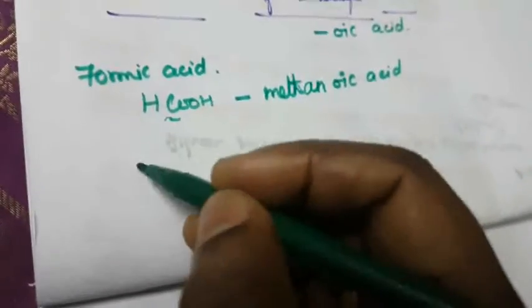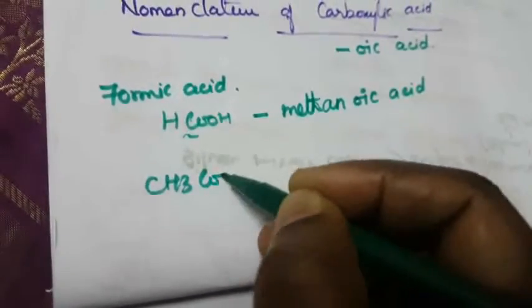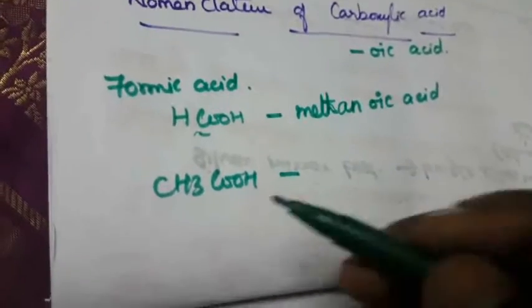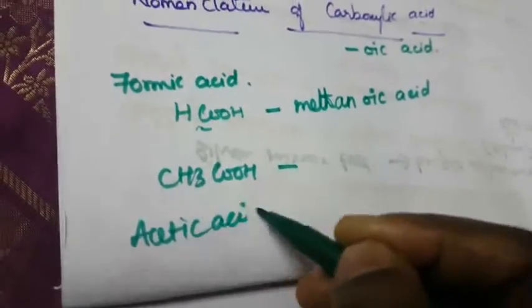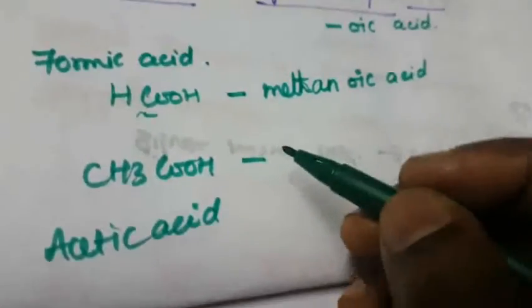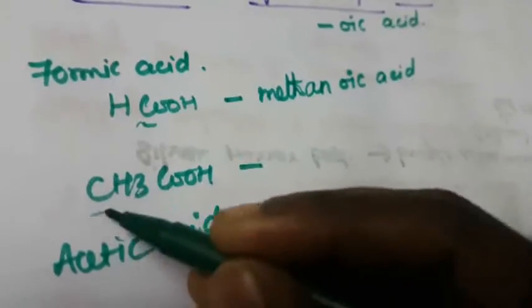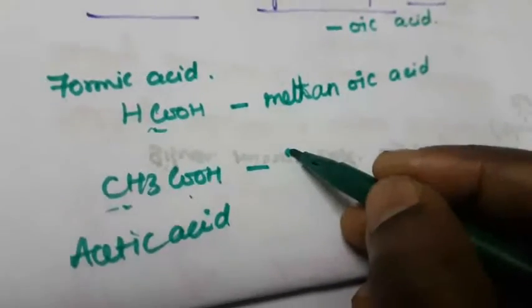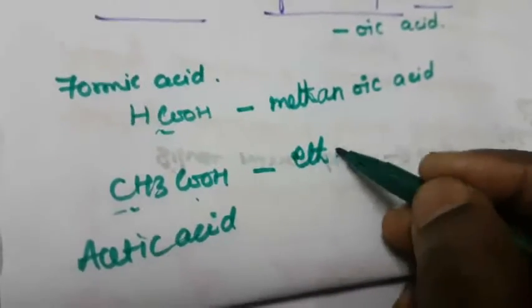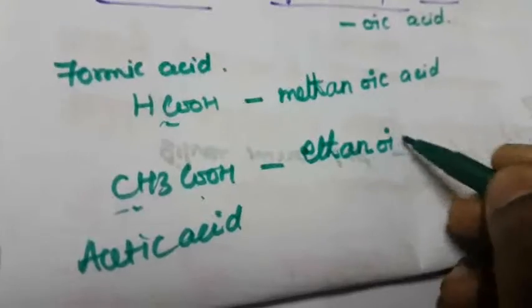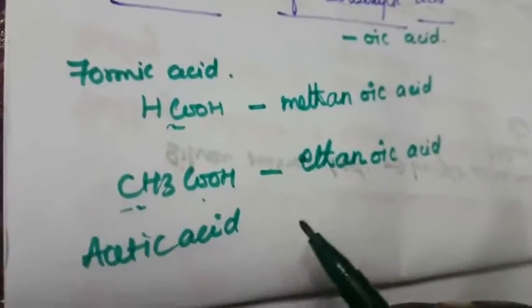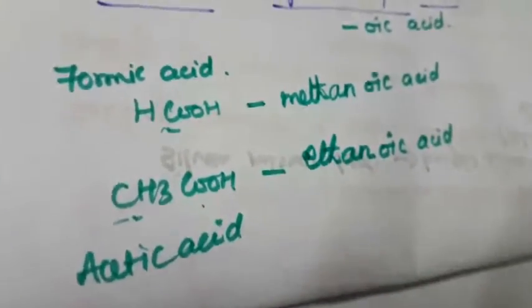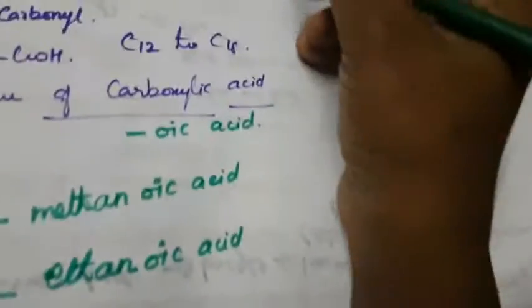Next one. What is this compound name? I am writing the compound CH3COOH. Acetic acid. So the common name is acetic acid. How many carbons are there according to the IUPAC naming rule? Two carbons, that is eth. The compound is saturated, so that is an, ethanoic acid. Oic acid, ethanoic acid.